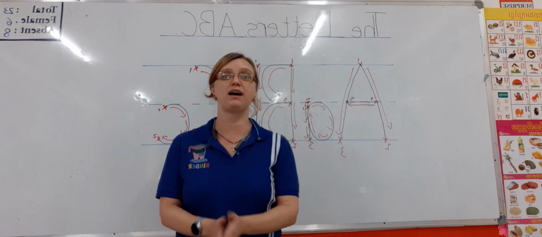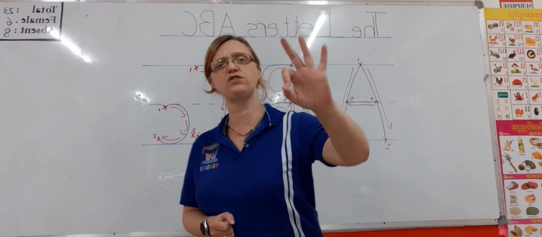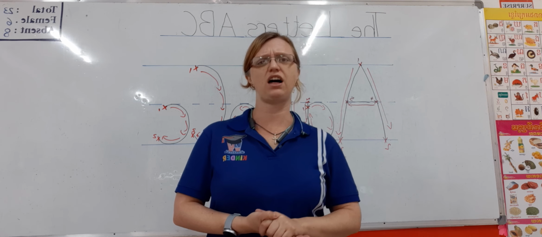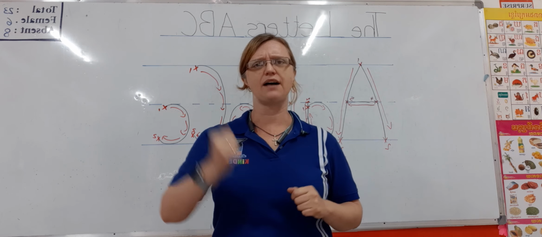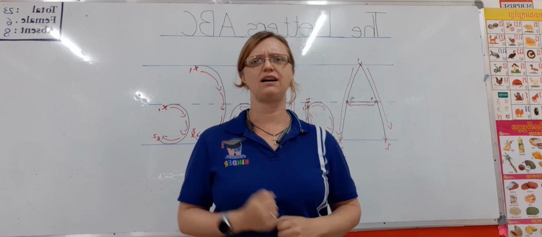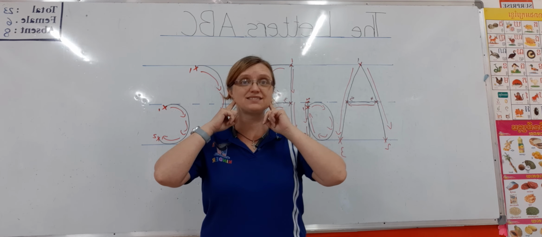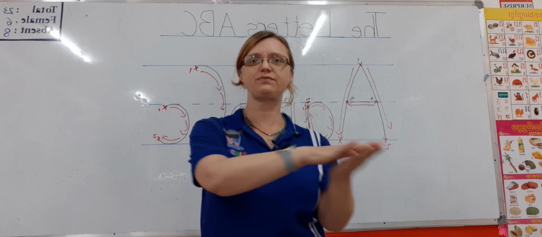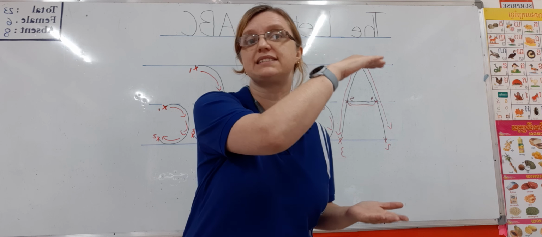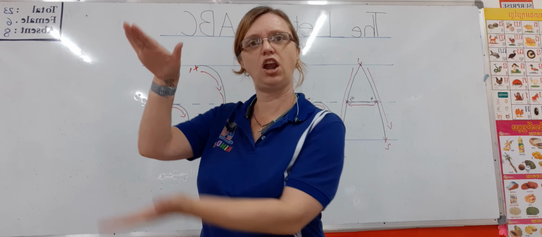So remember, A, B, C is the first 3 letters of your alphabet. A, B, C, K. Listen for the sounds and always remember, uppercase says the name.